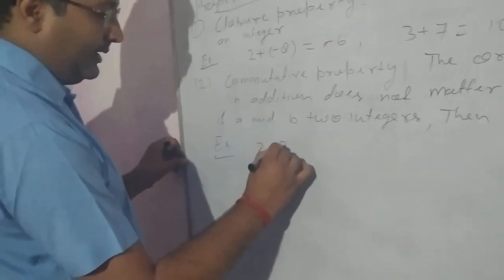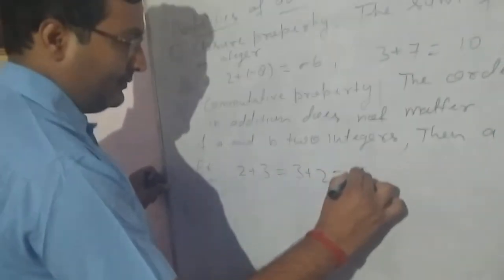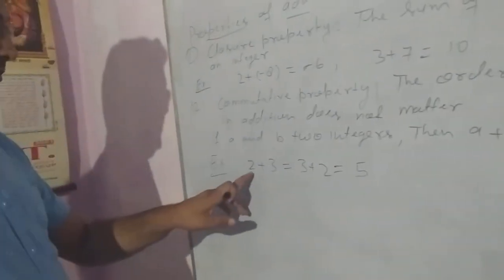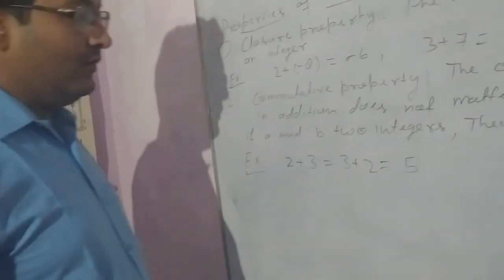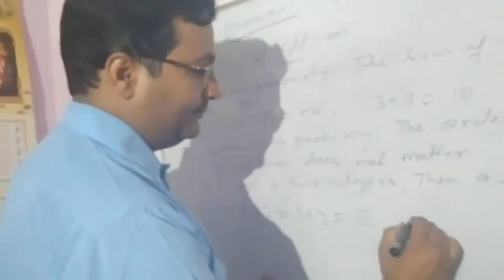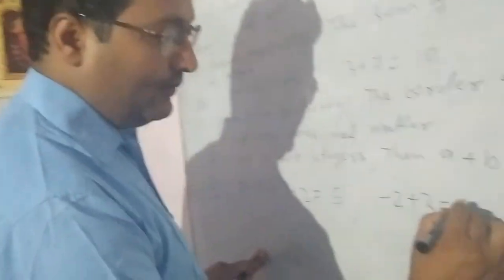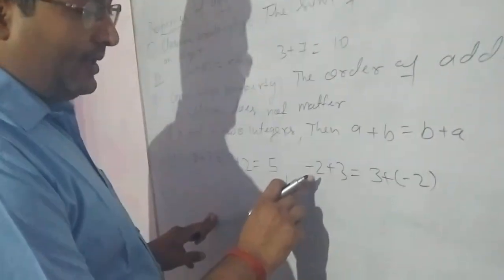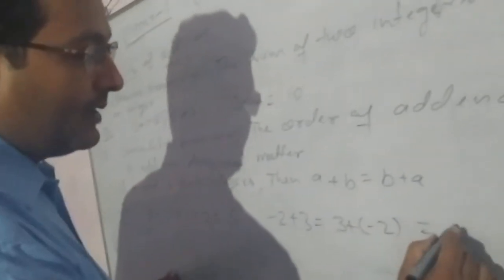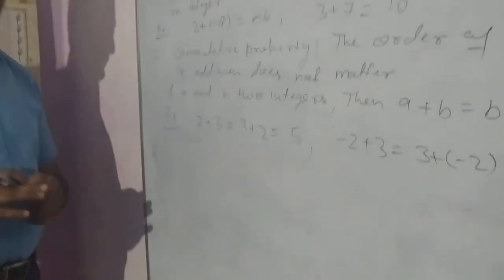For example, 2 plus 3 is equal to 3 plus 2. What result do we get? When we add 2 plus 3, we get 5. When we add 3 plus 2, we get 5. Another example, minus 2 plus 3 is equal to 3 plus minus 2. So minus 2 plus 3 means 1, and 3 minus 2 means 1. I hope you all understood.